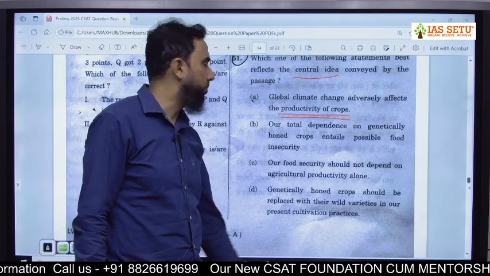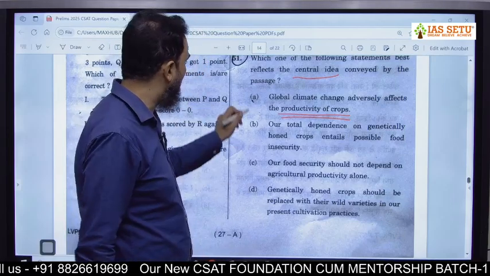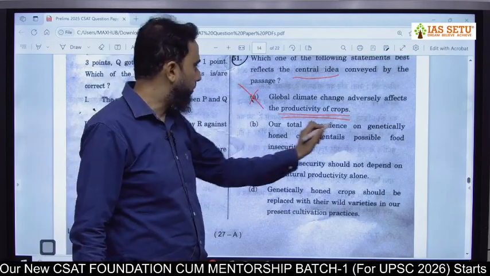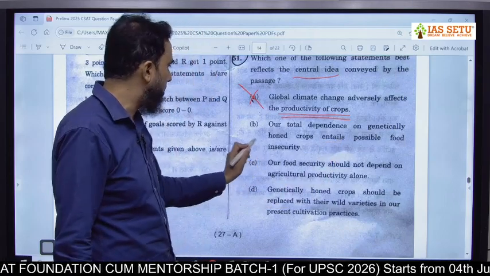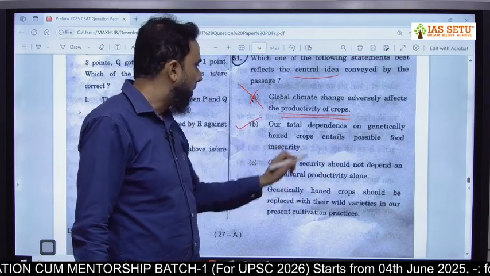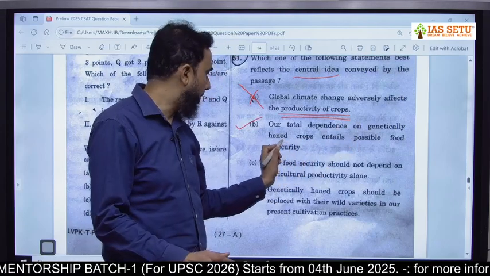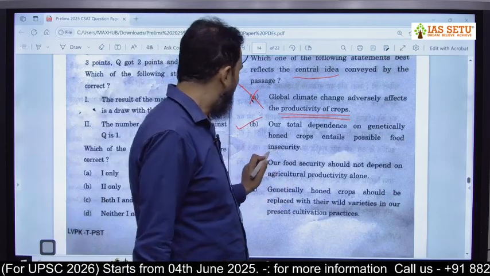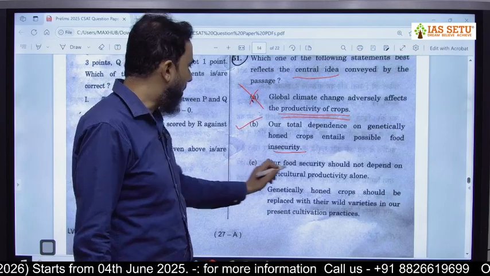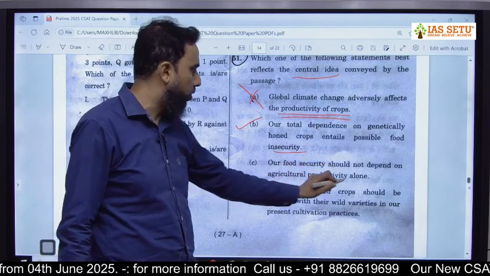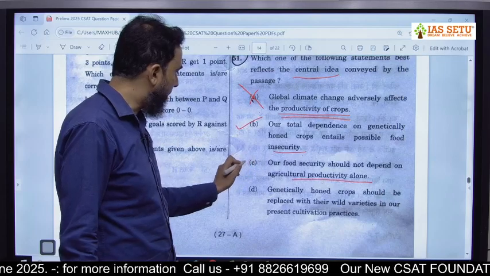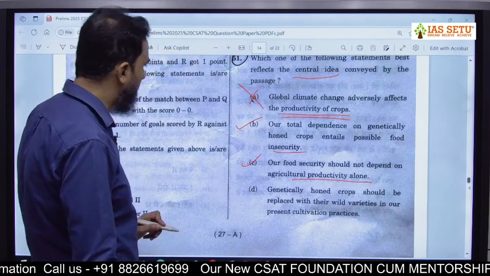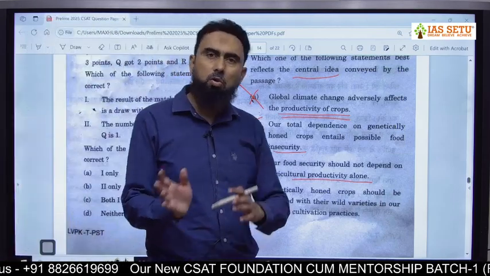The productivity of the crops is not the main point, because there is a risk factor also involved, and that risky or vulnerable factor is missing from option A. B says our total dependence on genetically honed crops entails possible food insecurity. Sounds good. Dependence on genetically honed crops, yes, we have become dependent on them. Entails is something which makes or involves necessarily something, food insecurity, yes. C, our food security should not depend on agricultural productivity alone. Also sounds good. The examiner has written it in a way that it sounds good. It means that the risk factor should also be considered.